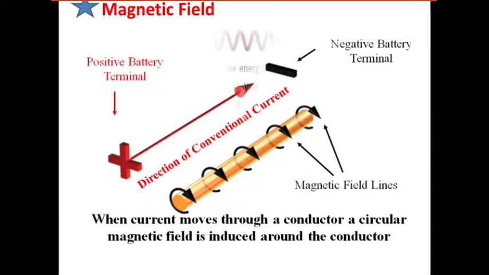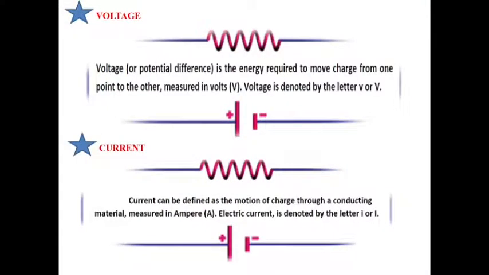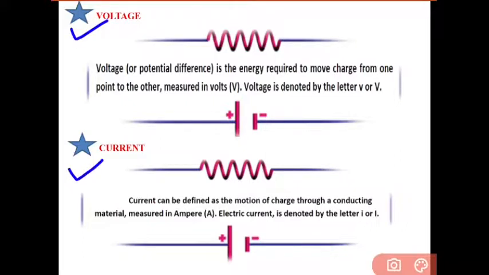Okay, so next we will see some of the basic terms for voltage and current. These are the two terms, voltage and current, which repeatedly come up whenever you learn electrical engineering. First of all we will see what voltage is and what current is. Voltage is the energy required to move charge from one point to another. It is measured in volts, and voltage is denoted by V, small v or capital V.